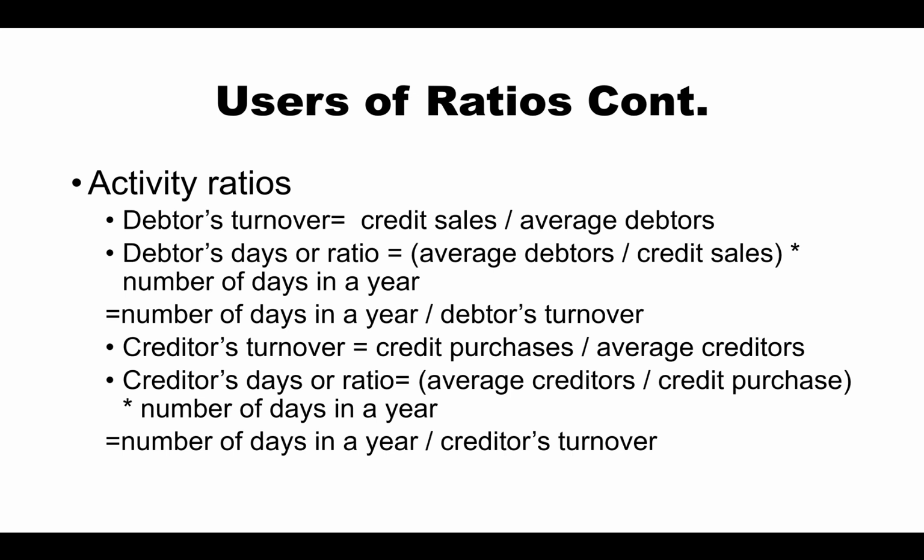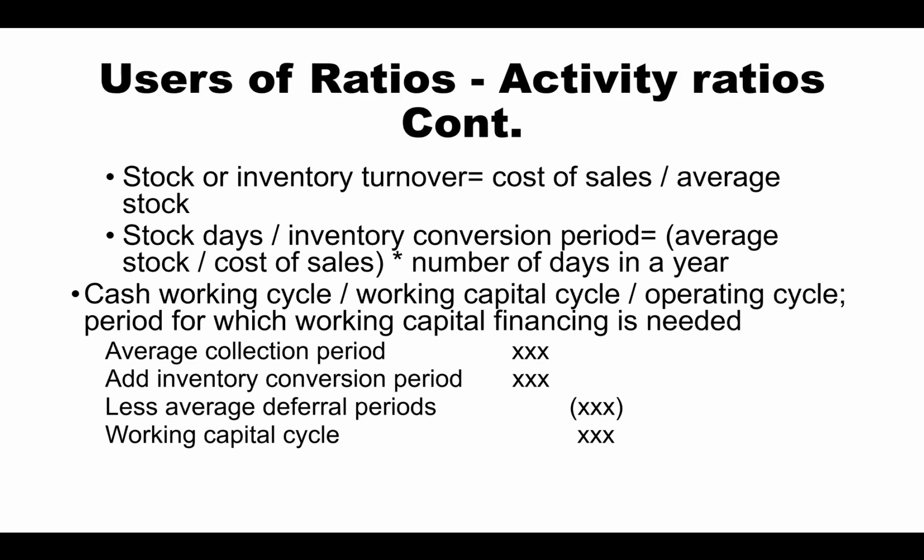We get the credit turnover. Then for the creditors days ratio, also known as the average deferral period, it will indicate the average time that a supplier allows a company to settle its dues. So here we are going to calculate the average creditors. We divide by the credit purchases, and the result we multiply by the number of days in a year. And if we have the creditors turnover already, we take the number of days in a year and divide by the creditors turnover, so that we can get the average deferral period or the creditors days ratio. Let's continue.